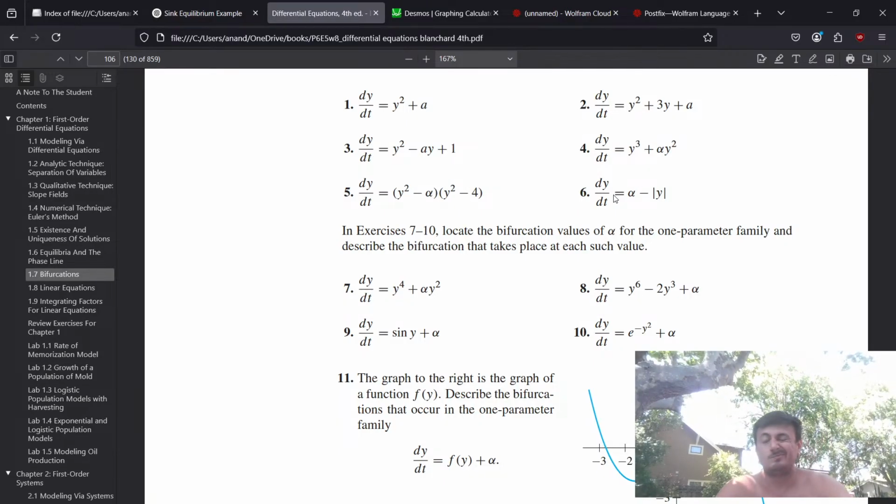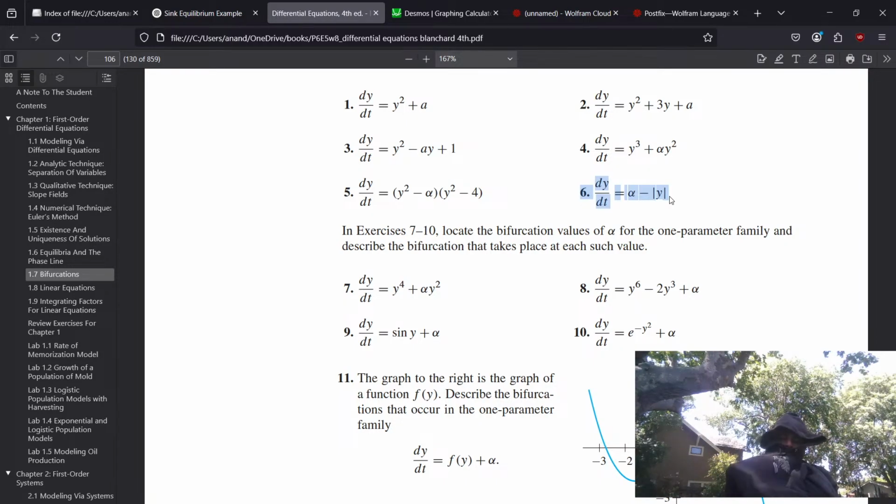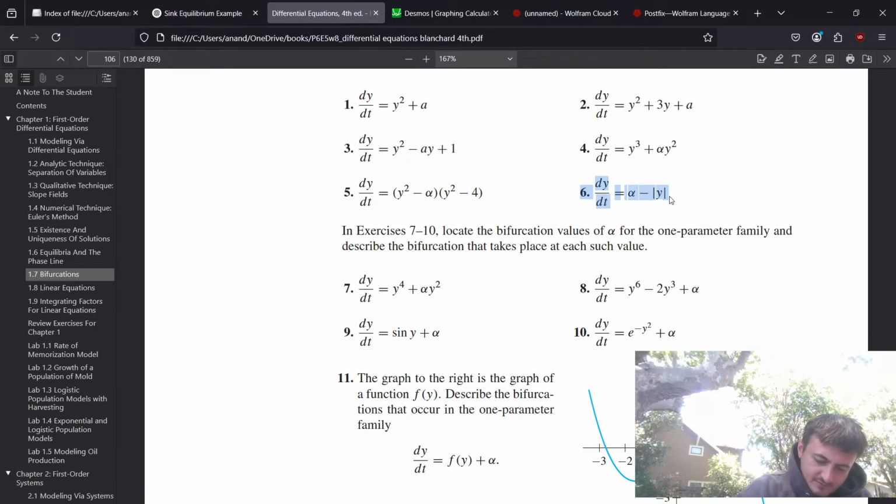Okay. y dot is equal to a minus absolute value of y. Set it equal to 0. Set equal to 0. And so we have absolute value of y is equal to a. So that means that y is equal to plus or minus a.